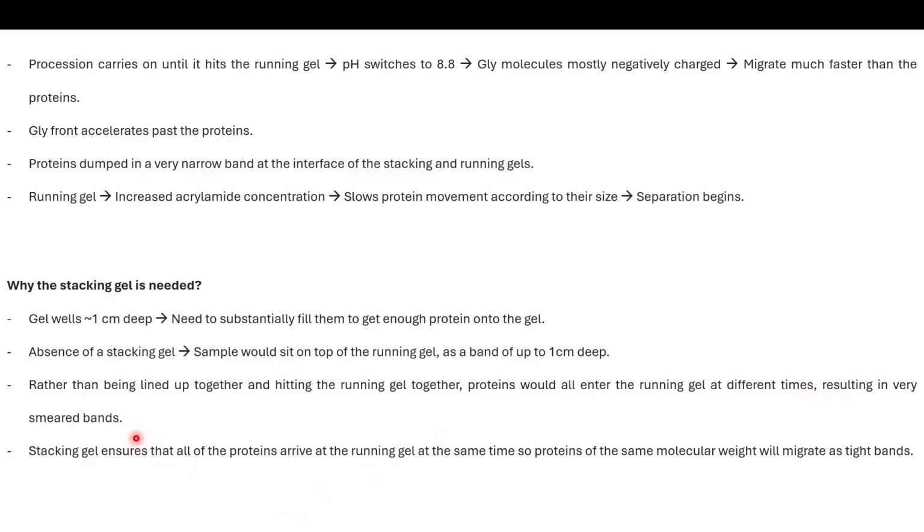So for a race, what you want is that everyone starts together, right? If one starts running at their own pace, it won't be a good way to judge the runners. So all the runners actually have to come to a starting point, and from there the race starts. Okay, that is why you need the stacking gel, so that all the proteins arrive at the running gel at the same time, and proteins of the same molecular weight eventually start migrating as tight bands.